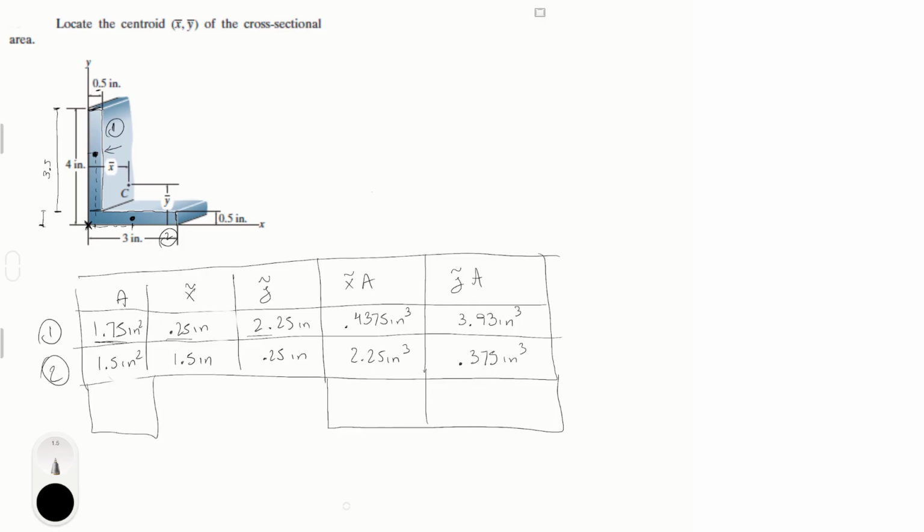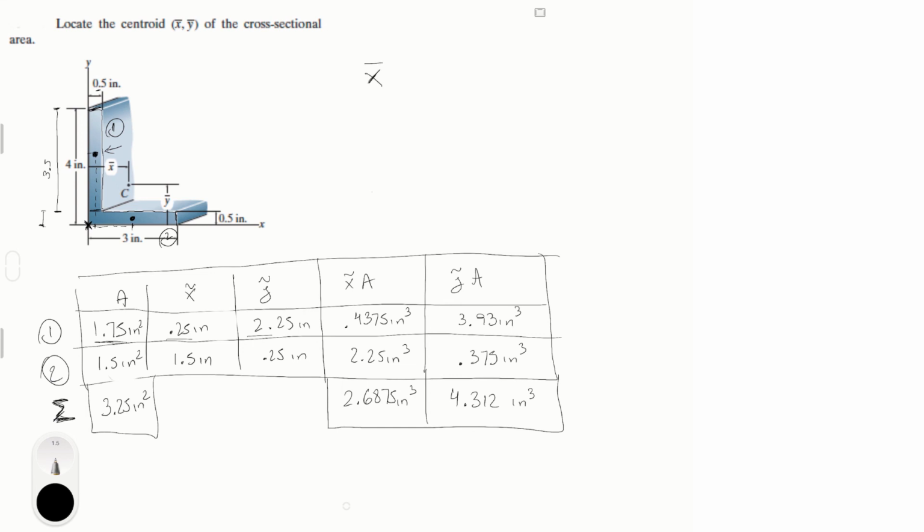And now, what we gotta do is find the sums, and that is a sum symbol, I swear. Okay, so 1.5 plus 1.75 is 3.25 inches squared. The sum of these two is 2.6875 cubic inches, and 4.312 cubic inches. And there you have it.